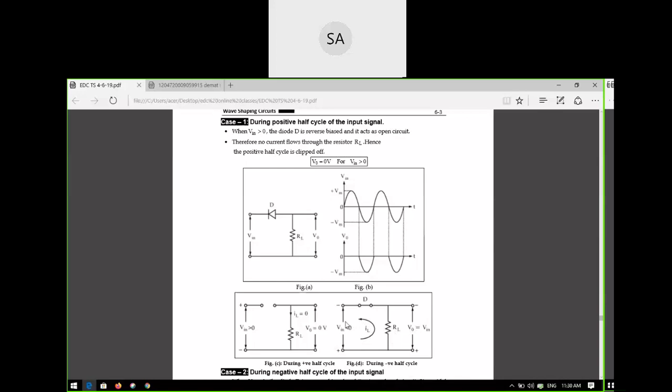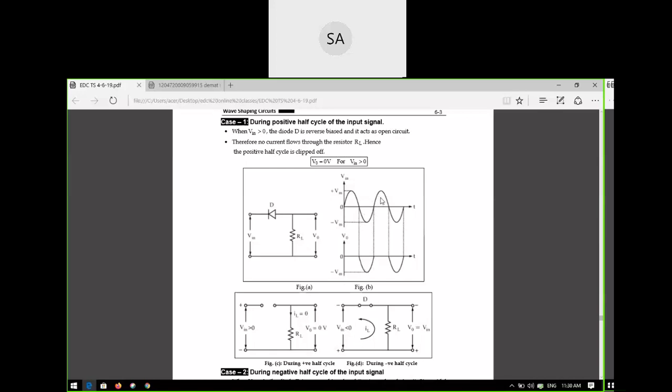So whatever voltage is connected in parallel to the input side, parallel means the voltage will be the same. In series, the current will be the same. In parallel, the voltage will be the same. So what is the output voltage? It is equivalent to the input voltage. So what is the input voltage? It is the negative half cycle. Correct or not? So for the negative half cycle, at the output you are also getting a negative half cycle like this.